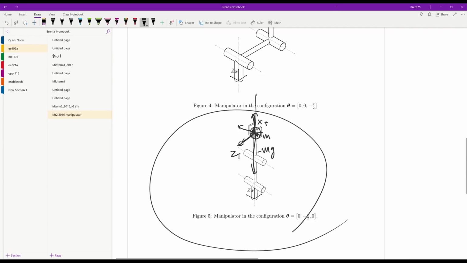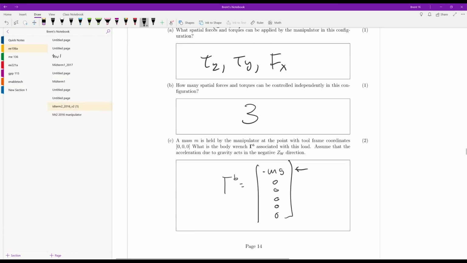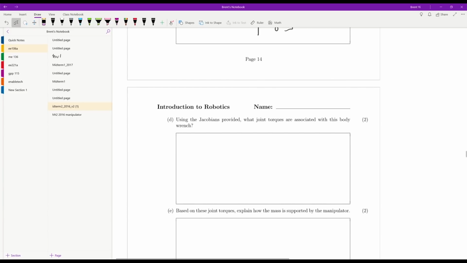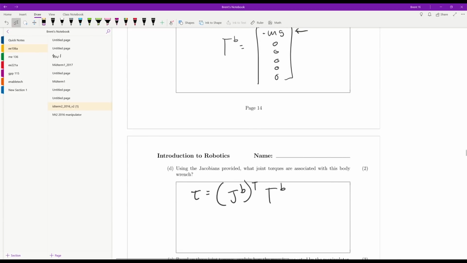And we're expressing this as a body wrench, so we should be writing all of our forces and torques with respect to the body frame. This negative mg is in the negative x direction. Cool. Part D wants us to use the Jacobians provided to figure out what joint torques are associated with this body wrench. We have a standard form for this. We derived this in discussion: the joint torques is equal to the Jacobian transpose multiplied by the wrench.